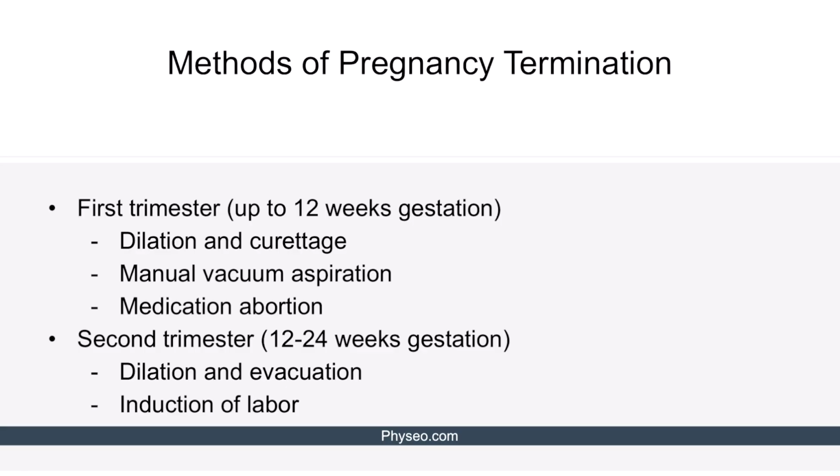Now let's move on to the methods of pregnancy termination. In the first trimester, which means up to 12 weeks of gestation, clinicians may offer dilation and curettage, or D&C. They can also offer manual vacuum aspiration or a medical abortion, in other words, pharmacological. But in the second trimester, so between 12 and 24 weeks of gestation, available options are either dilation and evacuation or inducing labor. So let's dive into both of those in more detail, starting with D&C.